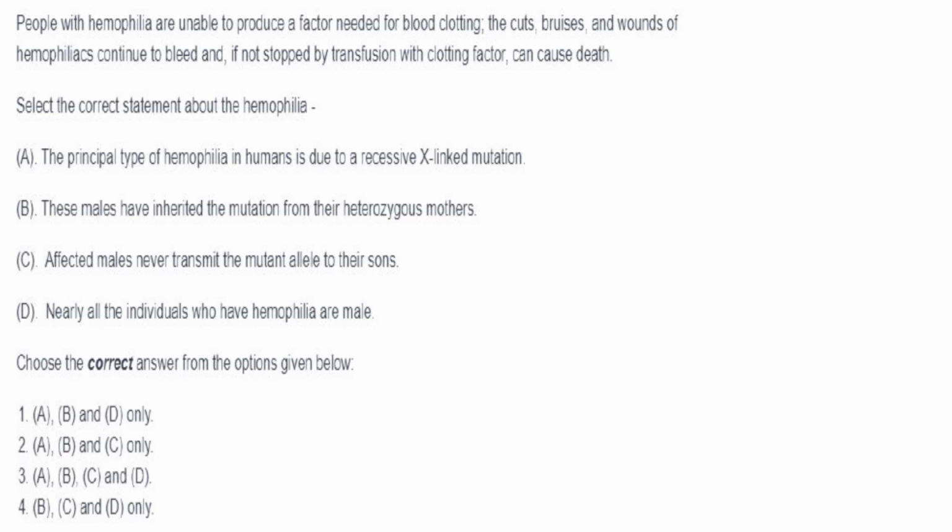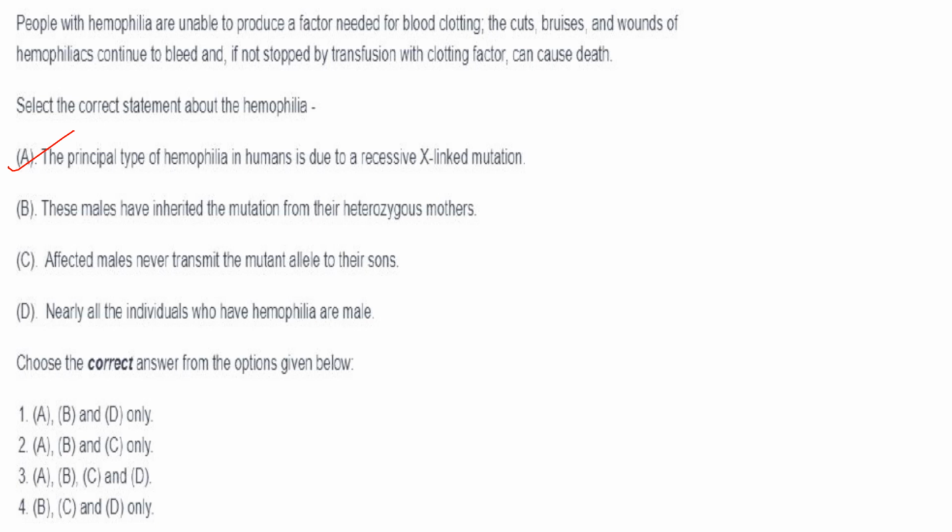So select the correct statement about hemophilia. The principal type of hemophilia in humans is due to recessive X-linked mutation. Yes, that is correct. Hemophilia is an X-linked recessive mutation. That is correct. These males have inherited the mutation from their heterozygous mothers.